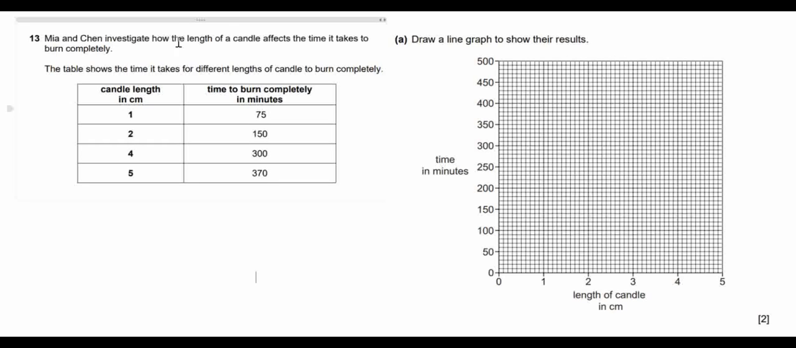Mia and Chen investigate how the length of a candle affects the time it takes to burn completely. The table shows the time it takes for different lengths of candle to burn completely. Candle length in cm: 1, 2, 3, 4, 5 cm. Time to burn completely in minutes: 75, 150, 300, 370. Question A. Draw a line graph to show the results. For this question, it's good if you can screenshot, print it out, and do it on printed paper. You're given 10 seconds. If 10 seconds is not enough, you may pause this video.